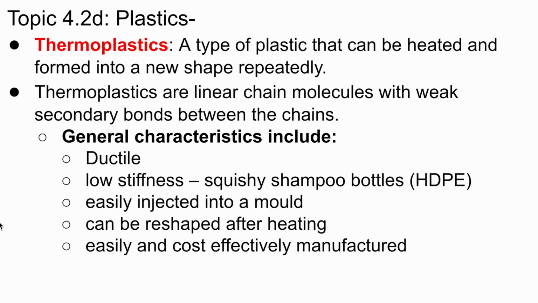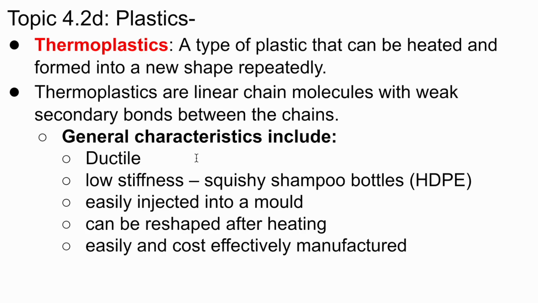A thermoplastic is a type of plastic that can be heated and formed into a new shape repeatedly. This is the key thing, and we'll see this with thermosetting plastics. You can't do that. Thermoplastics are linear chain molecules with weak secondary bonds between the chains. I'll show you a picture of what that looks like in a minute.